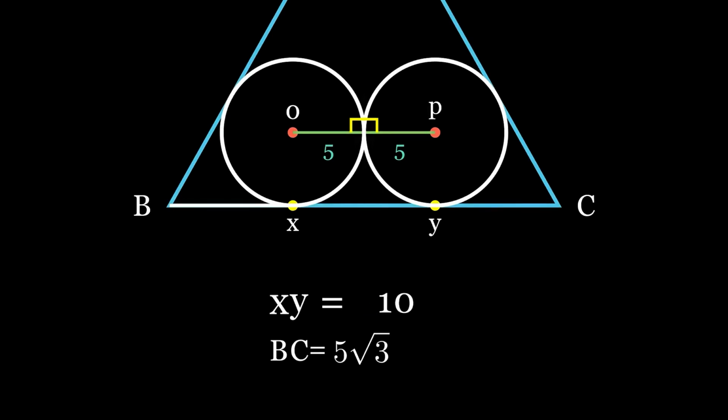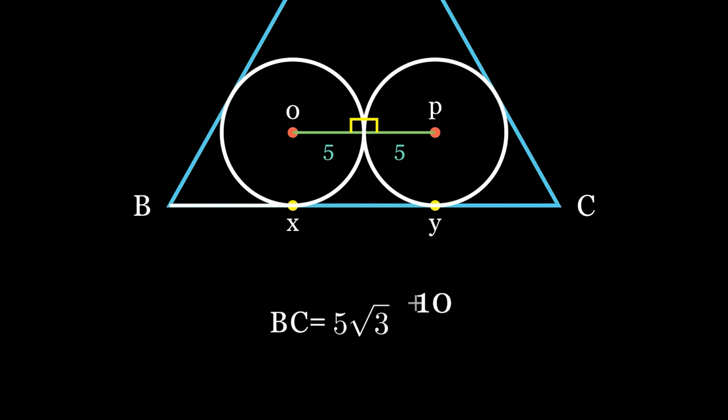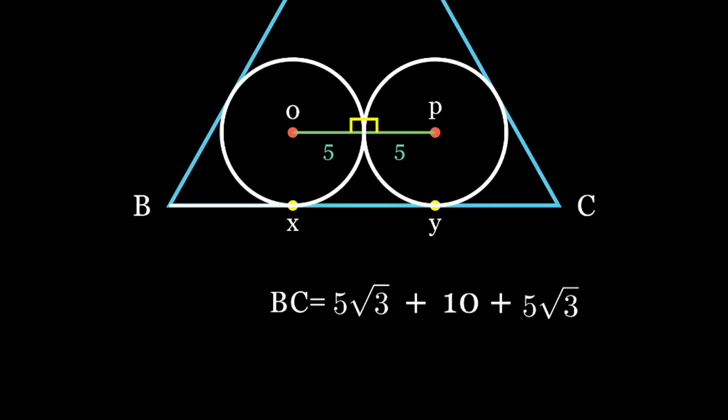Finally, we can determine the full length of BC. BC will be equal 5 times the square root of 3 plus 10 plus 5 times the square root of 3. The length BC will be equivalent to 27.3.